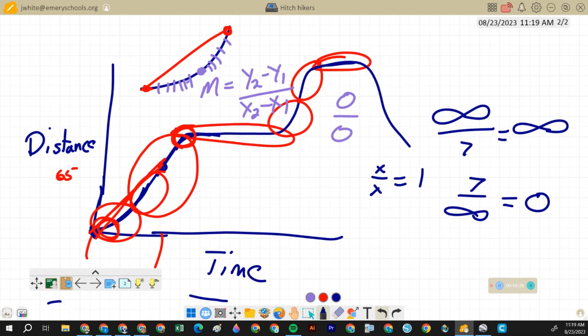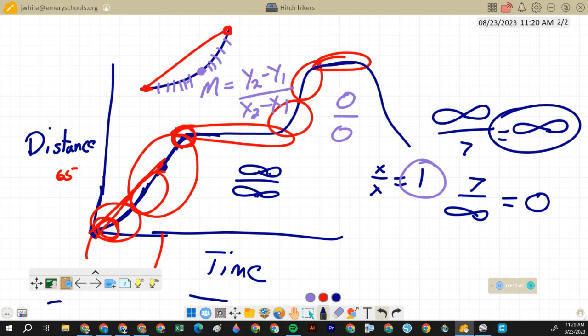So what is infinity over infinity? Well, it depends. Sometimes it's 1. If the two infinities are the same size, then the answer is 1. But sometimes the top infinity is bigger than the bottom infinity, and the answer is infinity. And sometimes the bottom infinity is bigger than the top infinity, and the answer is 0. How do you know? Well, you need calculus to figure that out.